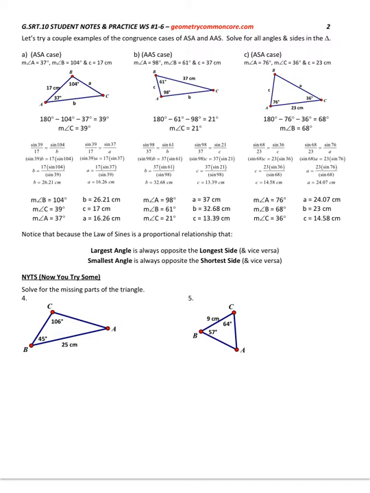At the top of this page of the notes, you'll notice that there are three examples worked out for you. The first one is an example of ASA. So given two angles and the included side, solve for the other two sides and the other angle.